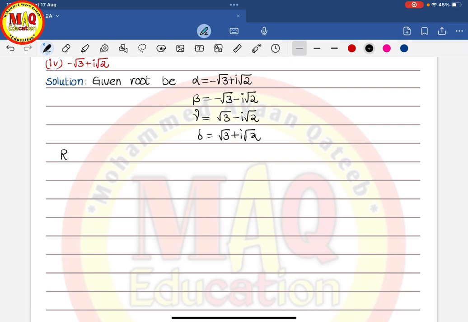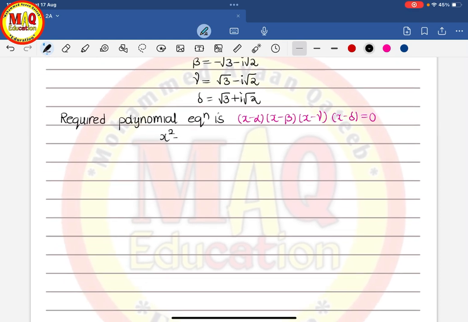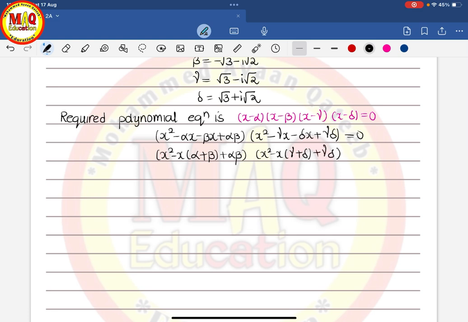Required polynomial equation is, we know that formula is x minus alpha into x minus beta into x minus gamma into x minus delta equal to 0. So here multiply terms, x square minus alpha x minus beta x plus alpha beta into x square minus gamma x minus delta x plus gamma delta equal to 0. Here what will get, x square taking minus x common, alpha plus beta, plus alpha into beta, into x square taking minus x common, gamma plus delta, plus gamma delta equal to 0.